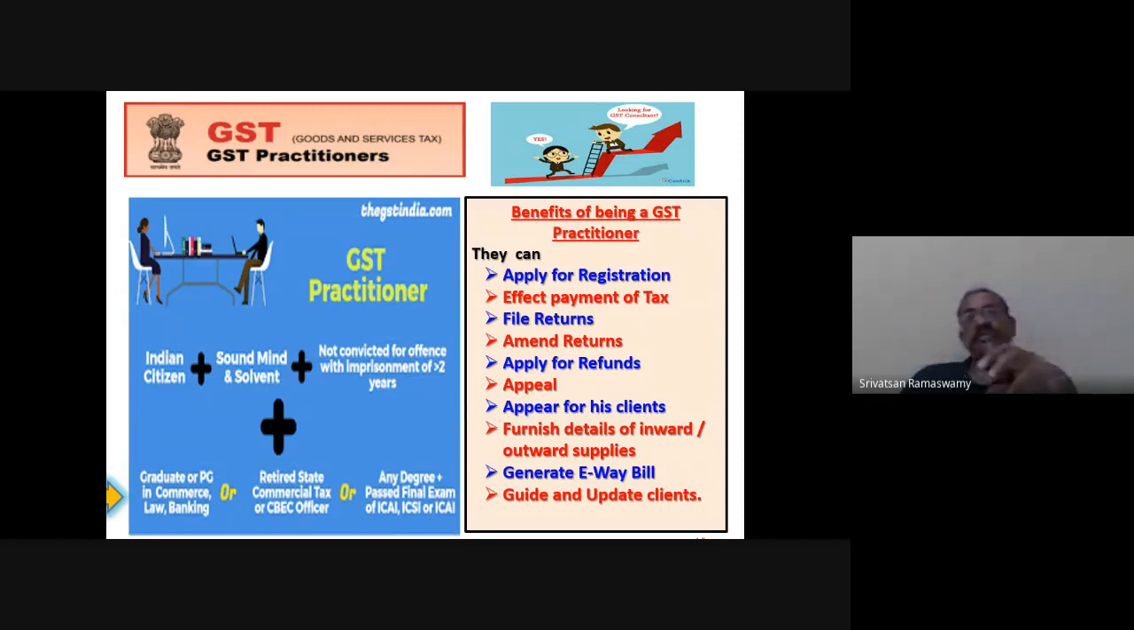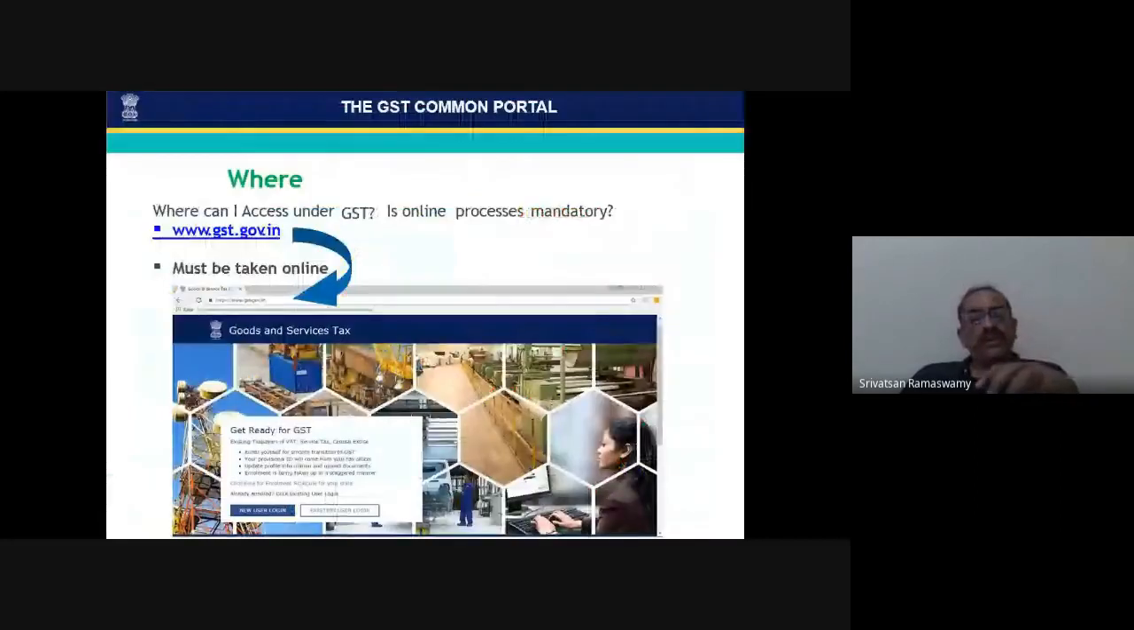So GST practitioner, yes, in fact, gives a wonderful career opportunity because the law is very new and most people are ignorant about the law. I think if you have a very good grip on this GST legislation, you have a very, very wonderful career. Right. Where to go?